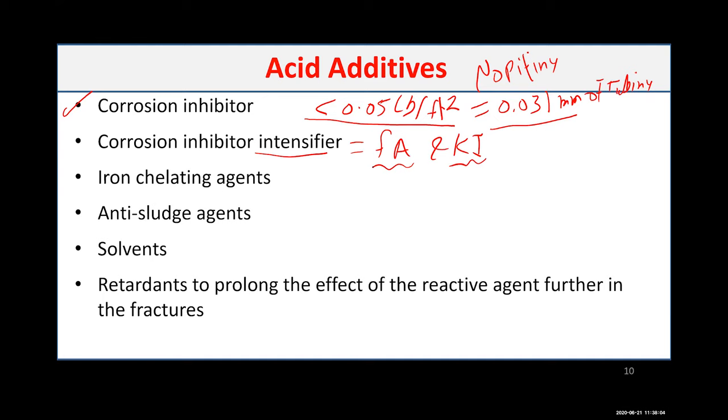And usually this intensifier is used at above 250 Fahrenheit. Sometimes you can use it at 200 Fahrenheit if you really have a special material or your contact time is too high. In this case, we can use it at a lower temperature. But for example, if your formation temperature is 150 and you see corrosion inhibitor intensifier, you need to ask the service company why we are adding this one, because usually an intensifier is needed at a higher temperature.